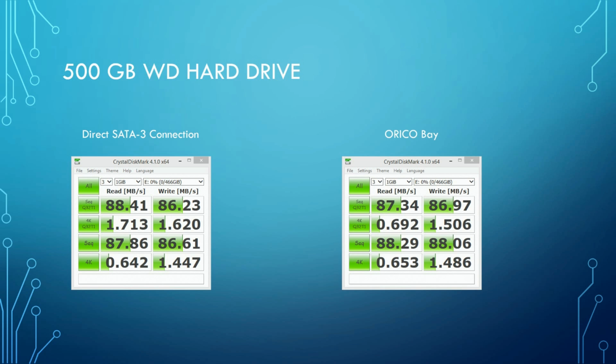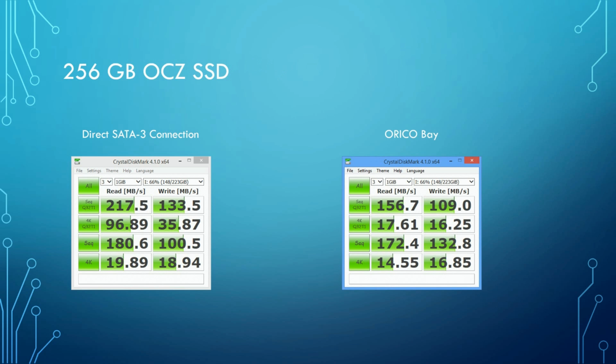The same tests with a much faster SSD show only one noticeable difference, the 4K Q32T1 tests. This is a random read and write test with multi queues and threads. I have no idea why this is. This is a typical test for database environments. Since I will use the ORICO bay mainly to transfer files between disks, this test is not important to me and I did not investigate further.